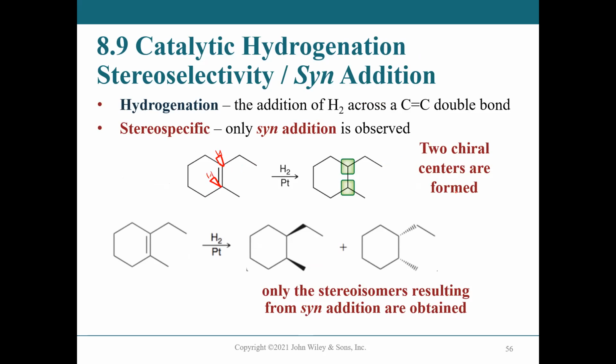So two chiral centers are formed. Only the stereoisomers resulting from syn addition are obtained, and they show that to you right there. So if these hydrogens are up, that means these groups are going to be down like this.